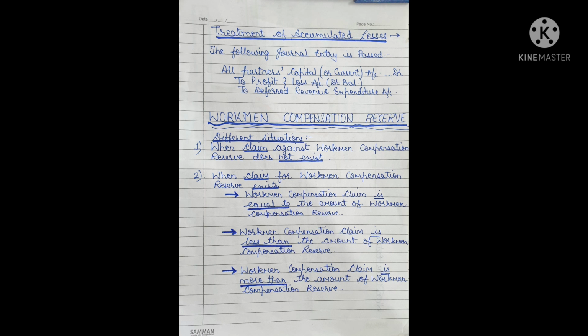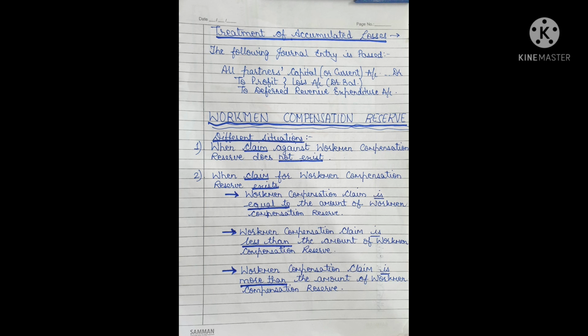A journal entry is to be passed for treating these accumulated losses, and the journal entry to be passed is: all partners' capital or current accounts debited, to profit and loss account if it is a debit balance given on the asset side of the balance sheet, and to deferred revenue expenditure such as advertisement suspense account. So this was the common treatment of all the reserves and the accumulated profits and losses.